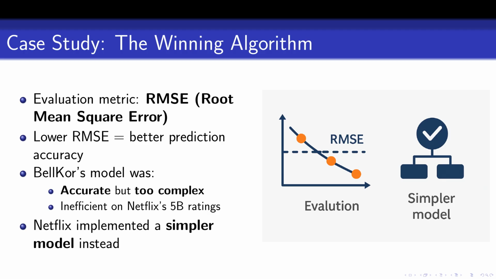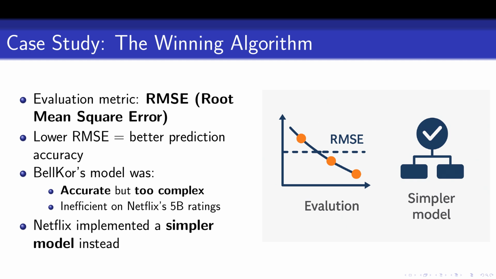The winning algorithm was evaluated using RMSE, which penalizes large errors more heavily than small ones, making it a rigorous metric for assessing predictive accuracy. Bellkor's final model was incredibly accurate, combining dozens of algorithms in an ensemble approach. But there was a catch: it was also highly complex.